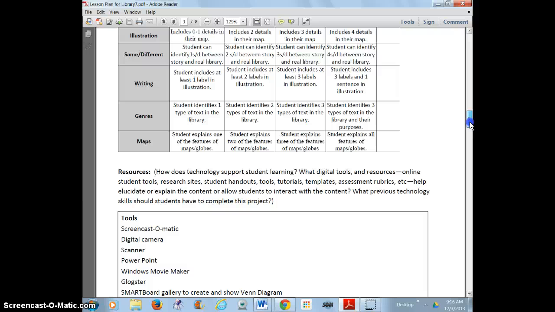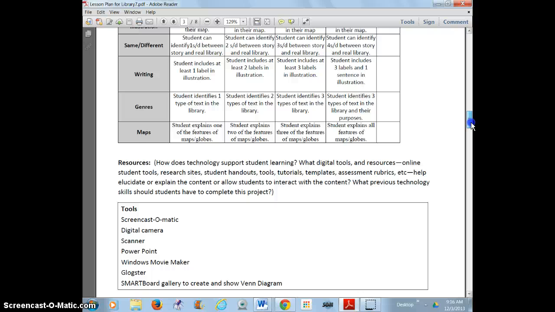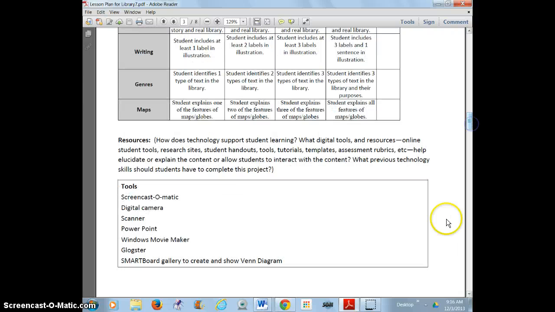And they were able to explain to me what a map was, that it was a scaled down version of the real place. So there you have it, and I think the students learned quite a lot about the library.